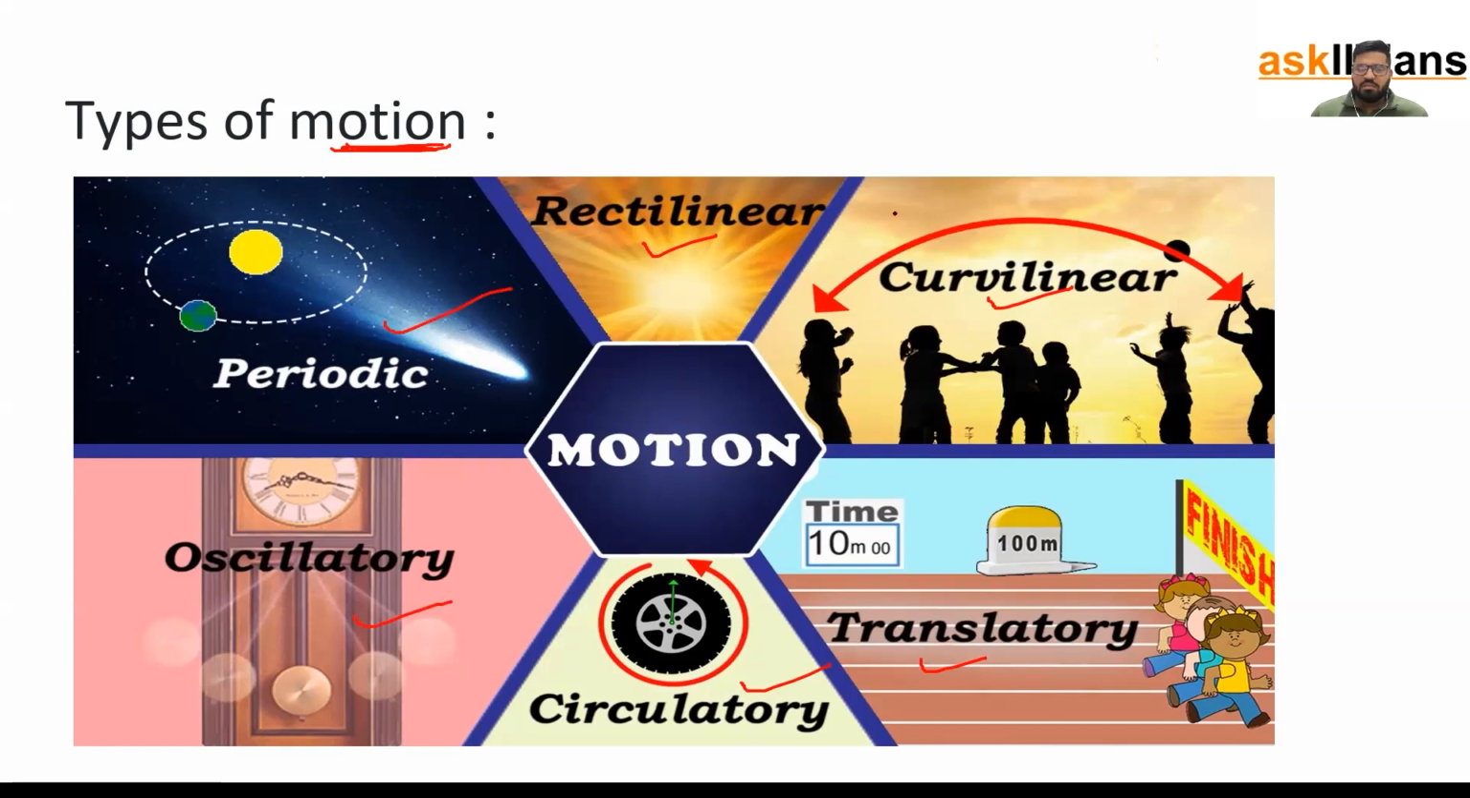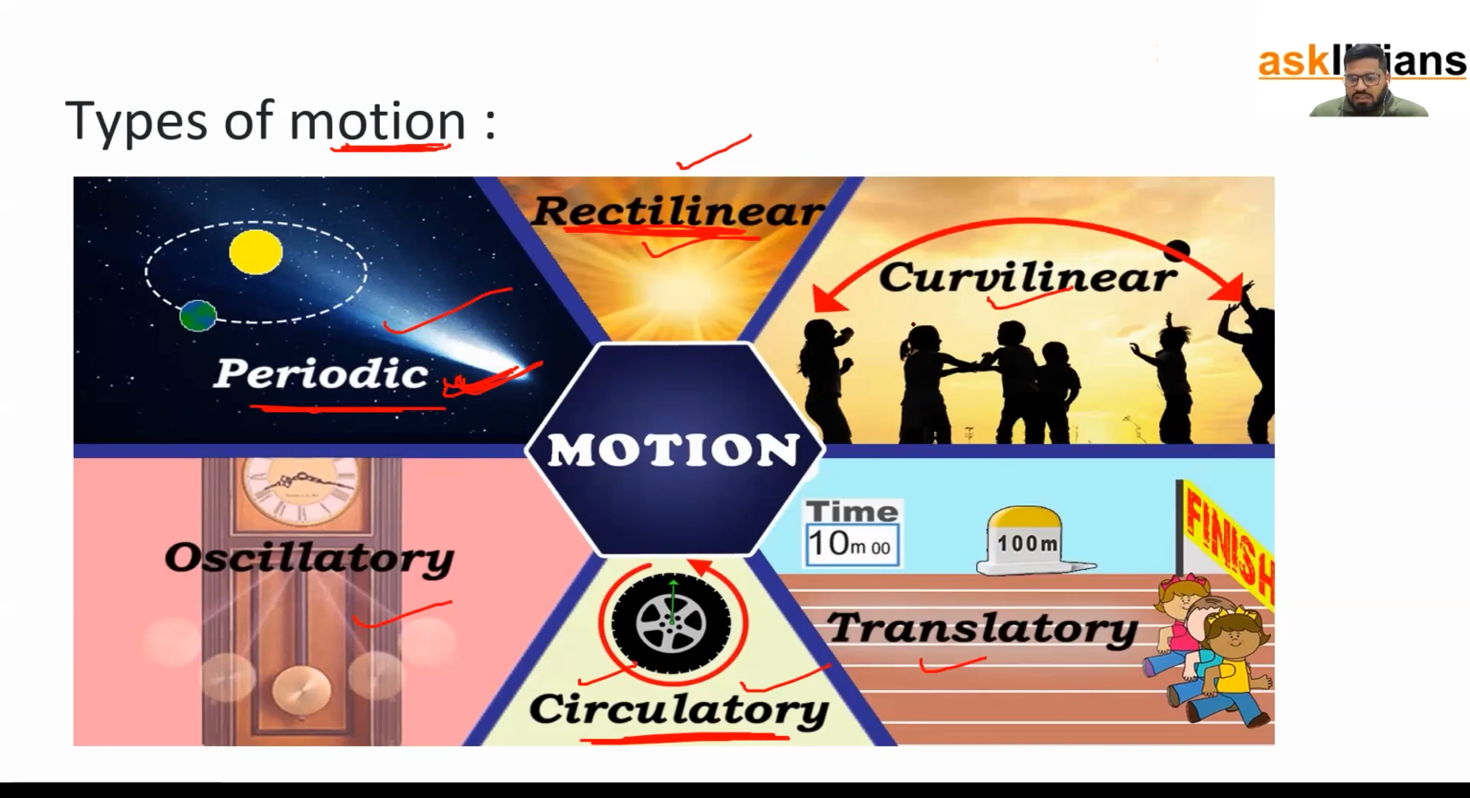Okay. So the main types of motion we are concerned with are the rectilinear one, the circular one, and the third one is periodic. These are the three important topics we are going to study: rectilinear, periodic and circular motion. Now we'll see what properties are involved in different types of motion.